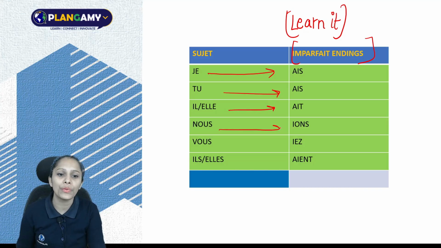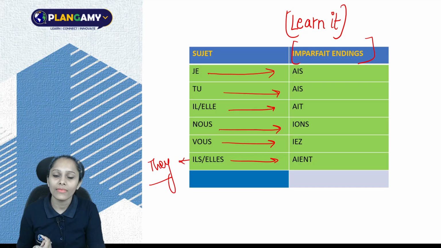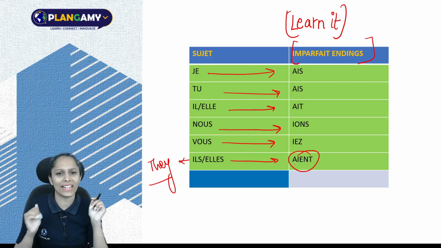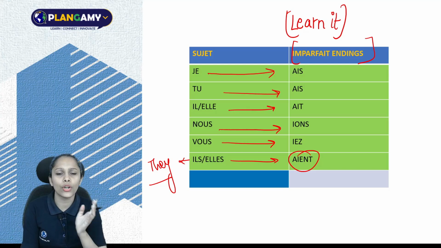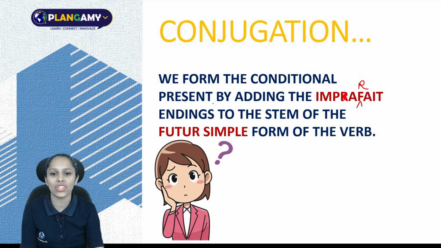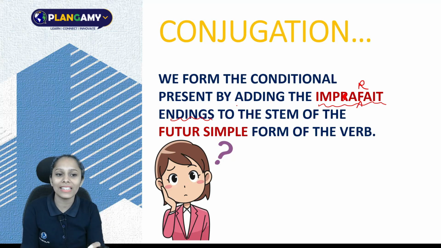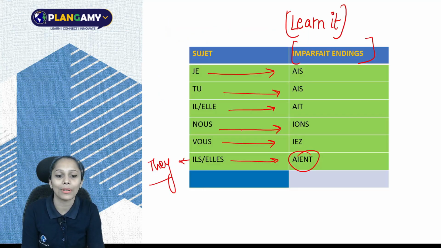For nous, we have this. For vous, we have this. And for ils, that is they, we have this ending. You just have to learn these endings. That's it. So going back to this conjugation slide, it says we should know the imparfait endings and we have to add these imparfait endings to what? It's written here, to futur simple.